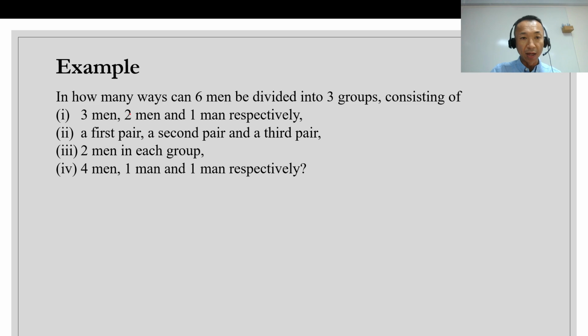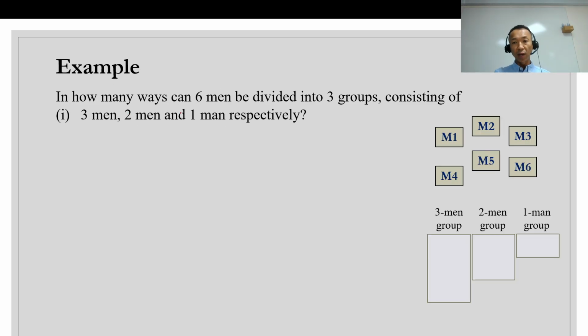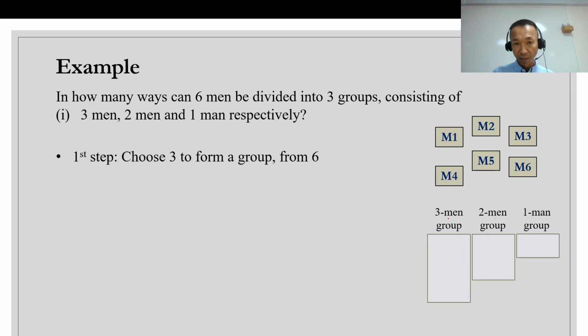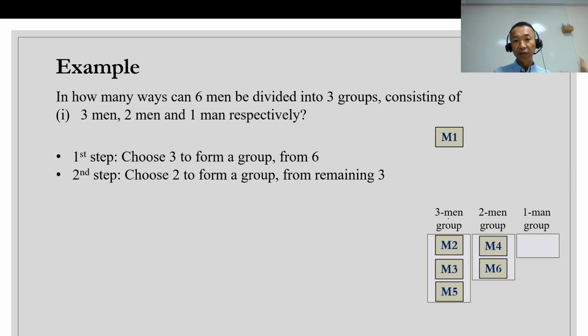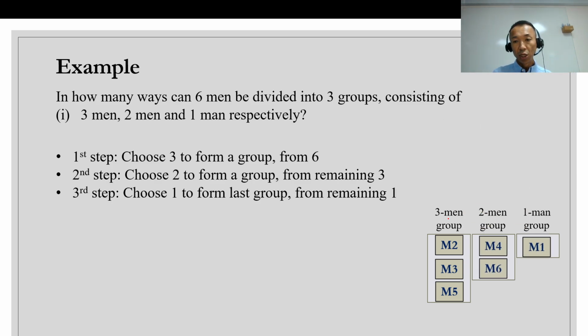The first group is 3 men, 2 men, 1 man respectively. So we look at it pictorially. It's like that. The number of ways I can pick the first group, which is a 3-man group here below, is you choose the 3 first. Then after that you choose the 2. After that you choose the 1. And when we choose, within this M2, M3, and M5, just for illustration, the order does matter.